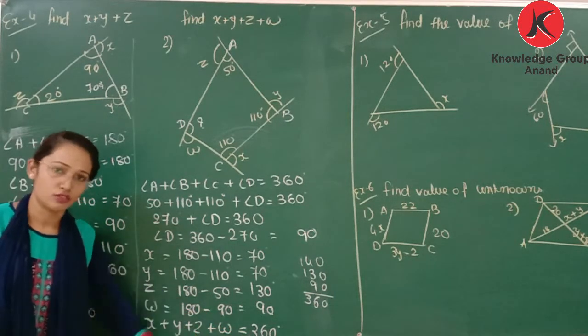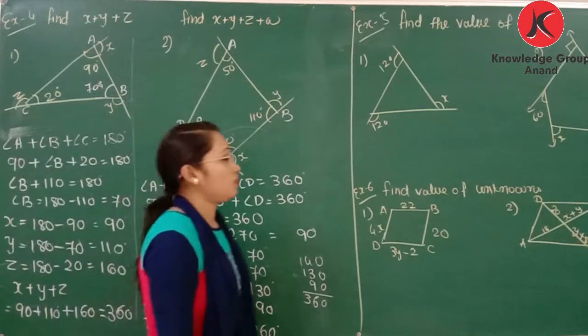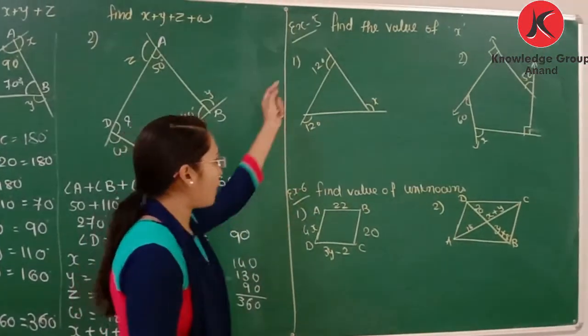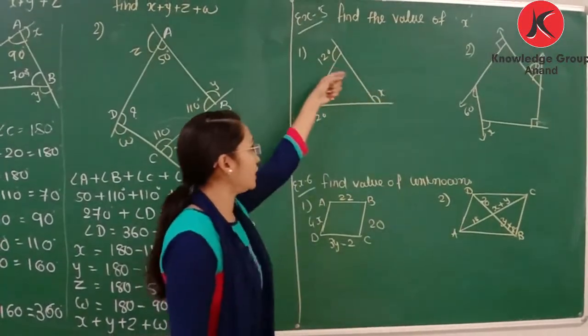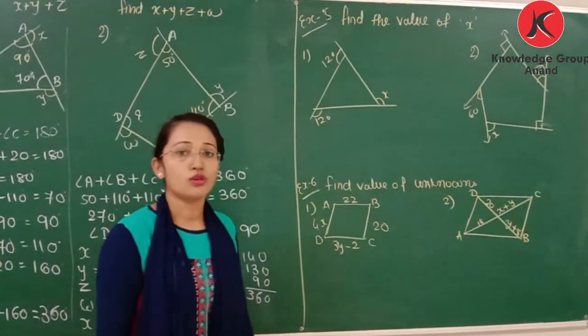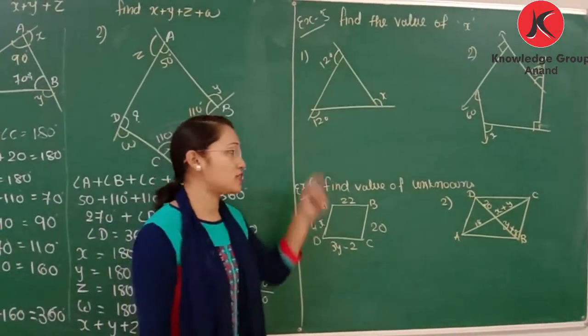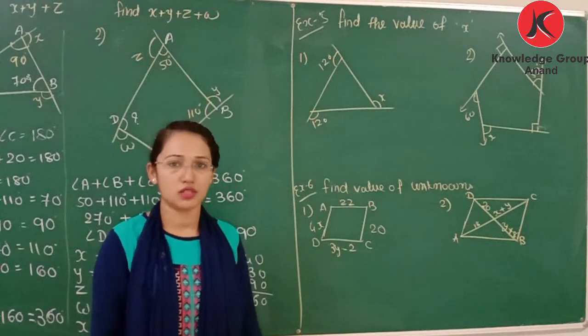So we get 360. Now example 5. Find the value of X. Here interior angles are not given. So here you need to apply directly that the exterior angle sum for any polygon is 360.